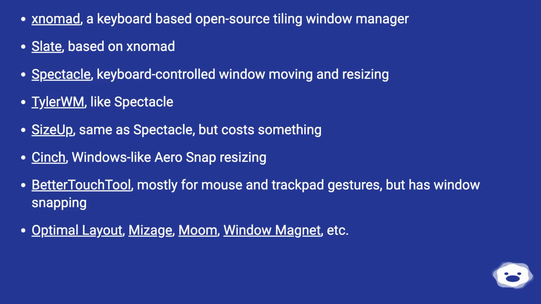Cinch, windows-like Arrow Snap resizing. BetterTouchTool, mostly for mouse and trackpad gestures, but has window snapping. Optimal Layout, Moom, Window Magnet, etc.